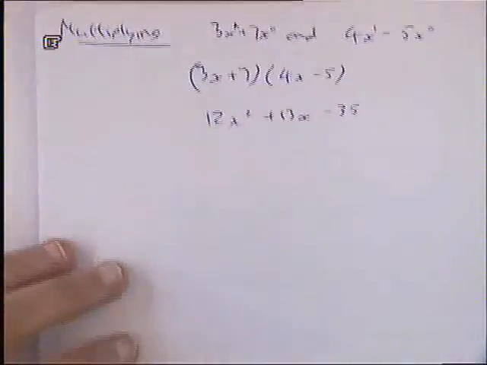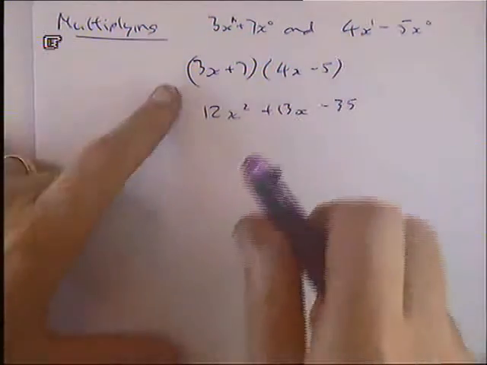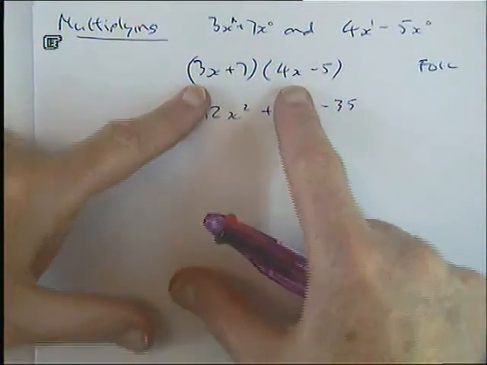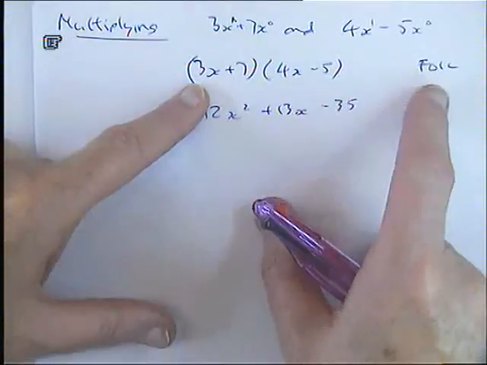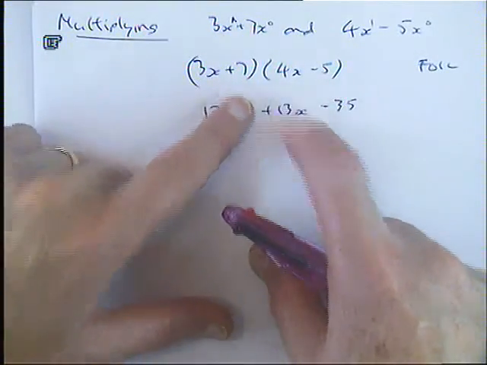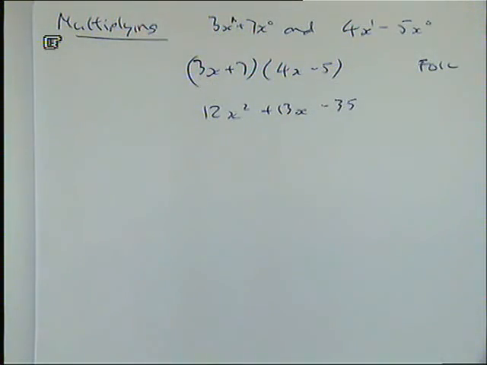Now, you can use whatever method you like to do that. You've all got methods that work for you. It could be FOIL, it could be the grid method. FOIL is firsts, outsides, insides, lasts. So if you're doing FOIL, the first thing in each bracket, you times those together. Then you do the outside things, times those together, the inside things, and then the things that are last in each one. It's just a way of making sure you get every combination in there.